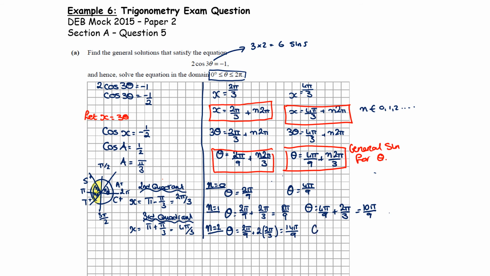And the last answer for theta is going to be 4 pi over 9 plus 2 times 2 pi over 3. And that equals 16 pi over 9. So there are my 6 solutions for theta, which lie between 0 and 2 pi.